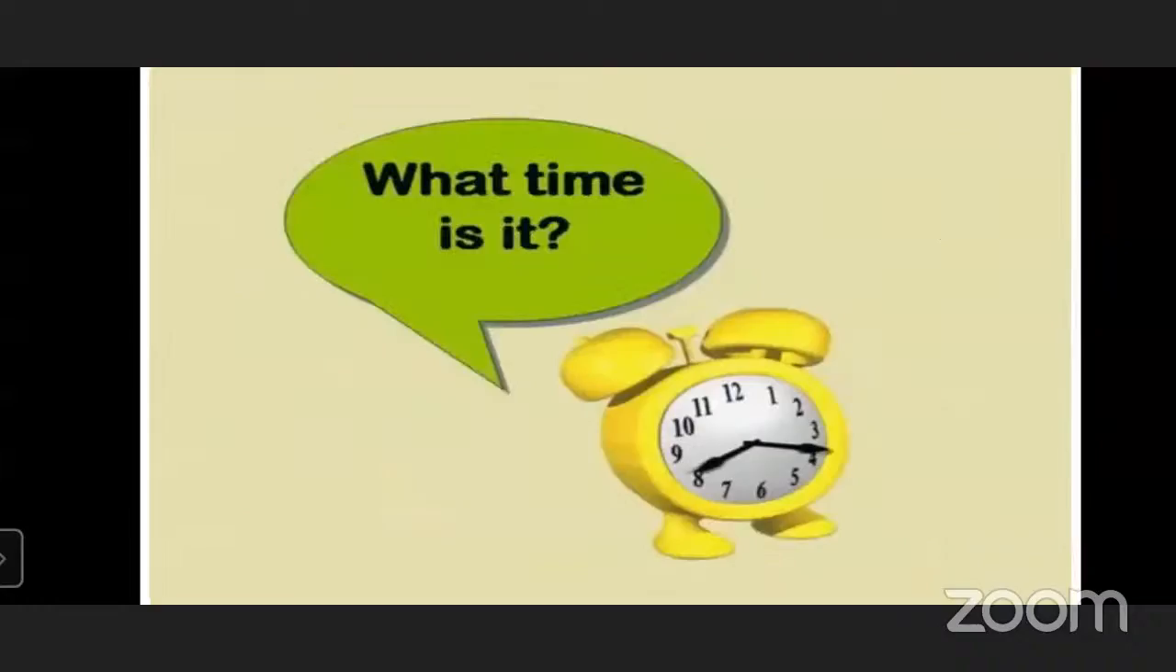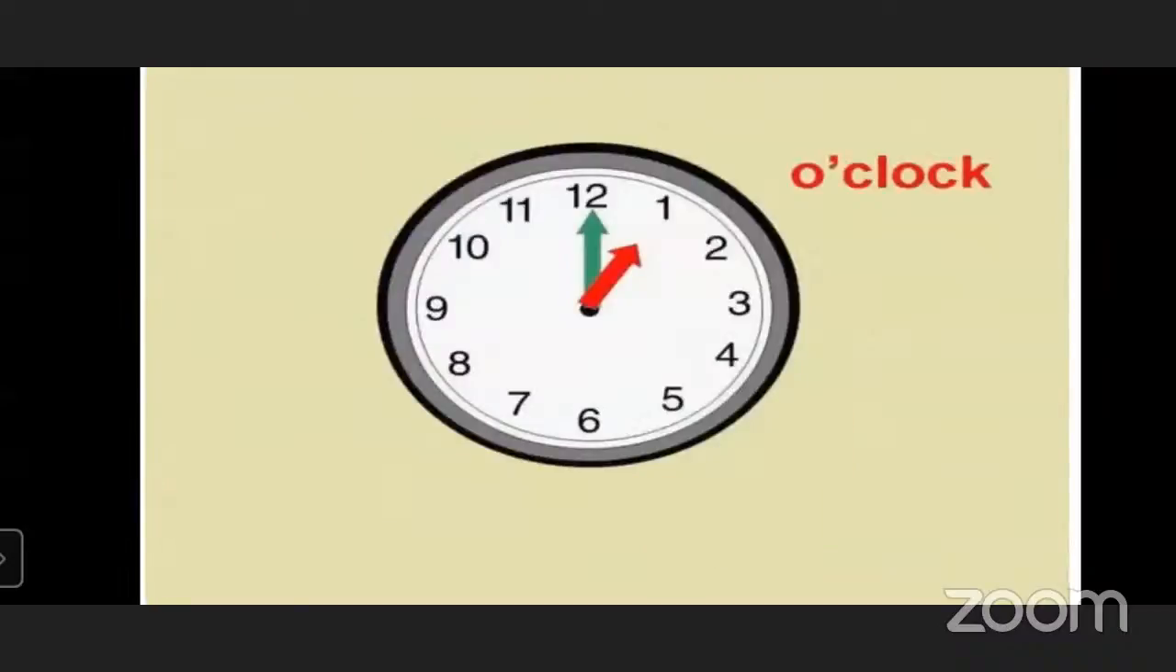Okay, so now we are going to read the time. How to read the time? What's the time it is? So it is o'clock. What's the time it is? Anybody please tell. 1 o'clock. Yes, very good. Here the long hand is on 12 and the short hand is on 1. So that's why it is called 1 o'clock.